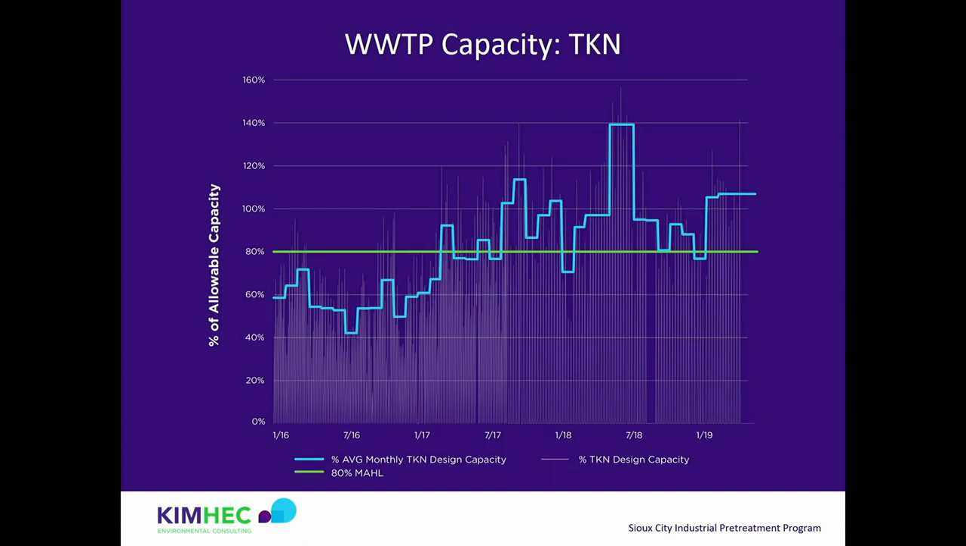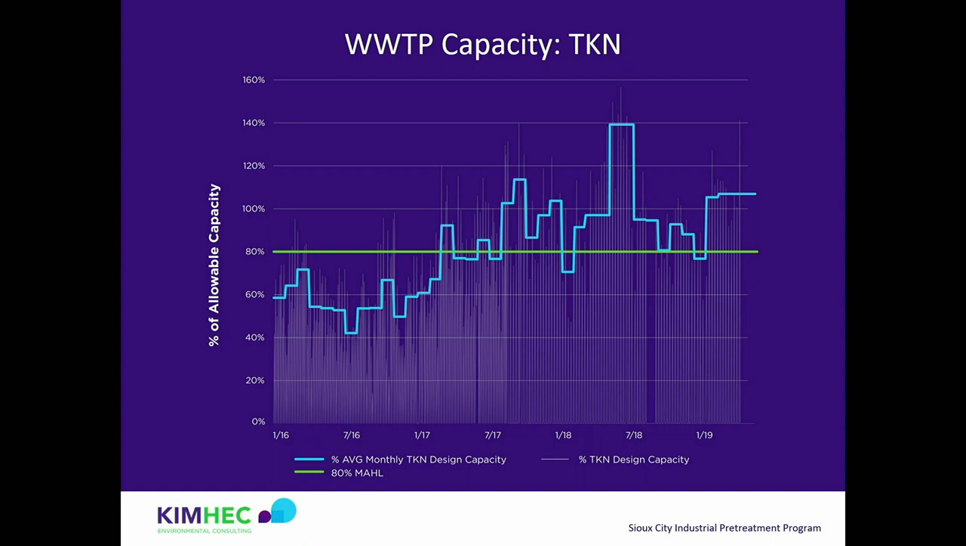And TKN is kind of the most significant. You can see how historically, back in 2016, the city was well below the TKN design capacity. TKN is pretty hard for the wastewater treatment plant to treat. It takes a lot of energy and a lot of money to treat TKN. And you can see that since 2016, it's been pretty much a gradual increase in the loading of TKN.